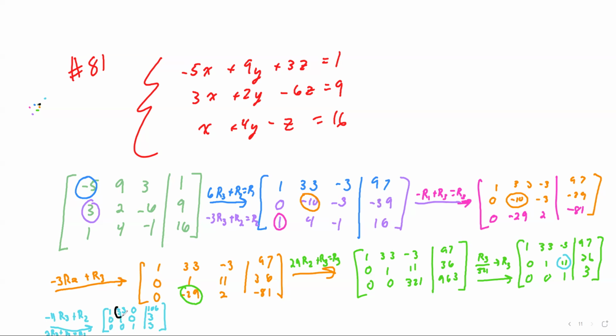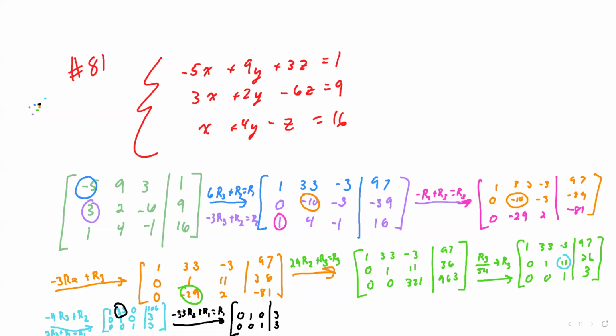I need to make this guy a 0 using row 2. So I'm going to do negative 33 times row 2 plus row 1 to give me my new row 1. So here we go. That bottom row is good to go. Don't need to do anything with that one. Second row is now good to go. Don't need to do anything in that one.